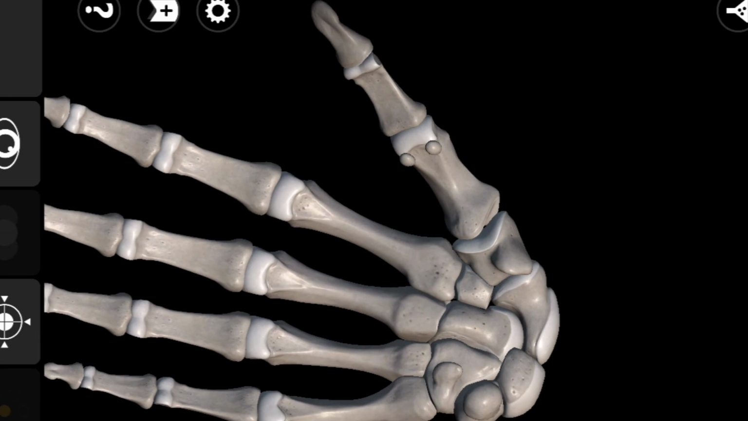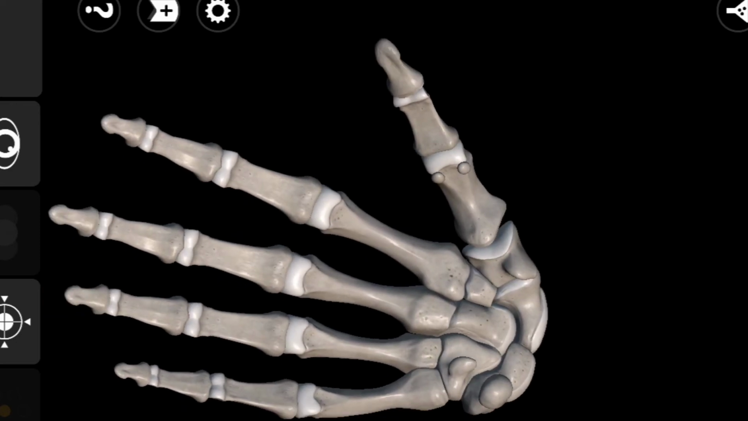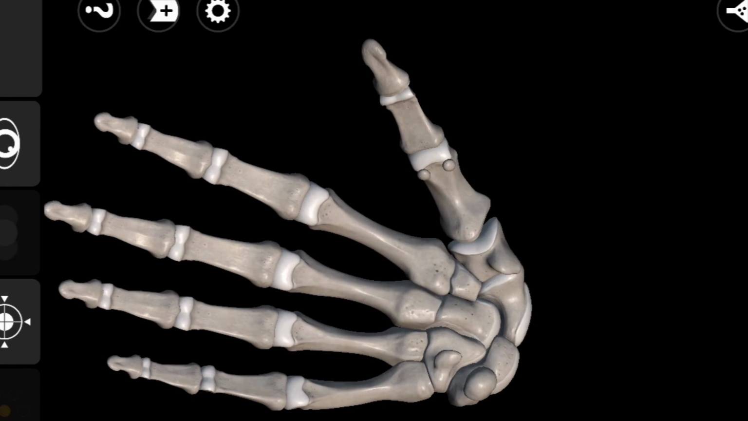Proximally it joins with the trapezium and distally with the proximal phalanx. Only the thumb has 2 phalanges, but every other finger has 3 phalanges: proximal, middle, and distal.